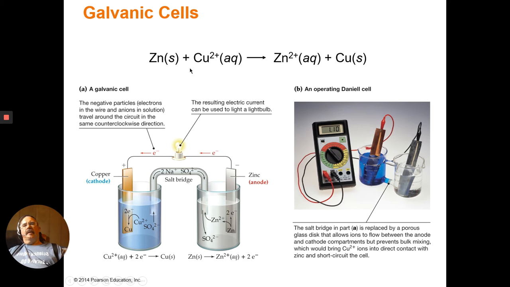Here we have zinc and copper used to construct a galvanic cell. On the left side, we have copper 2 sulfate, and in that is immersed a copper electrode. On the other side, we have a zinc electrode, which is immersed in a zinc sulfate solution. There's also sodium sulfate dissolved in here. The electrons in this galvanic cell will spontaneously flow in this counterclockwise direction.